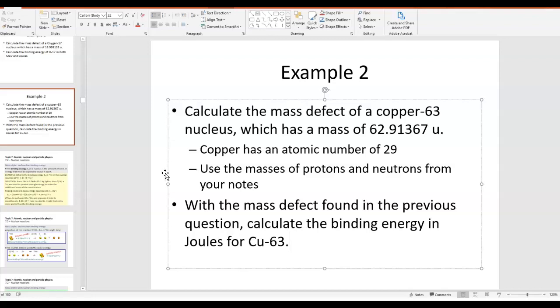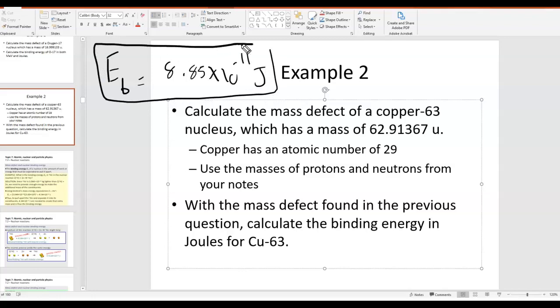Okay, so what answer did you get for example 2? I will tell you the answer I got, just so you can check yourself: approximately 8.85 times 10 to the negative 11 joules. If you got that, then I think you probably have a good idea of how to find binding energy for a nucleus. If you did not get that, then please feel free to reach out to me and ask questions as needed. Okay, so we're going to stop the video here.